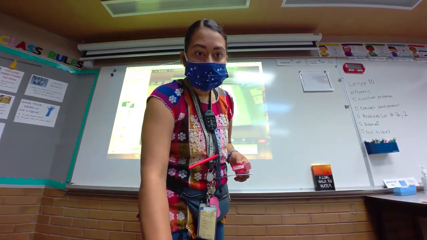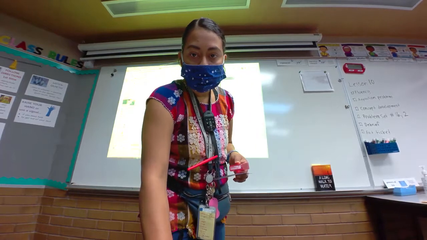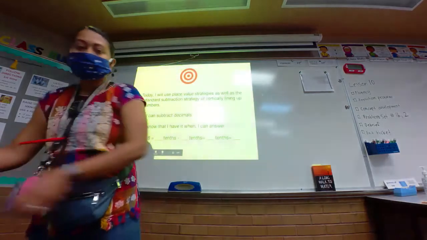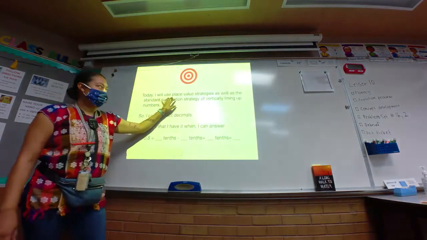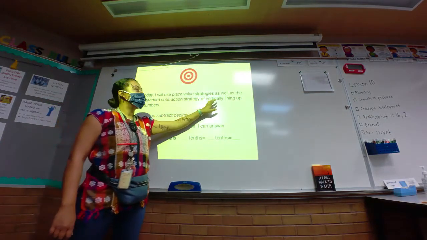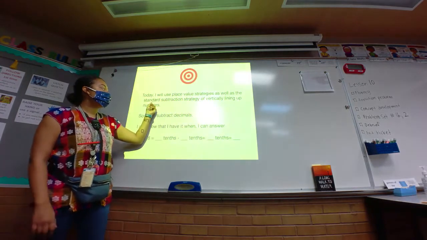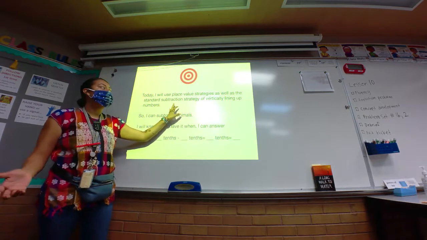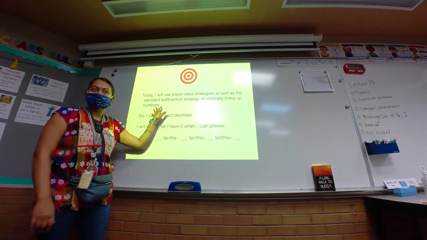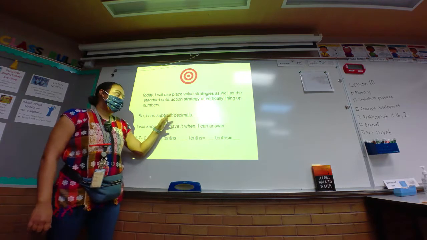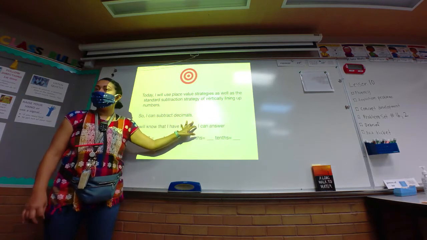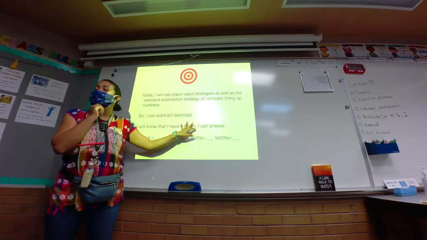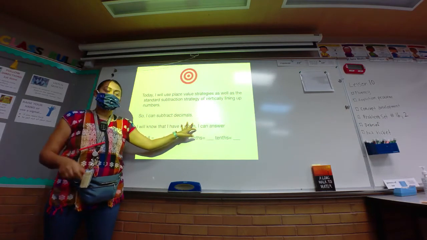All right, so we're doing lesson 10. So let's go over our learning target first. So today I will use place value strategies as well as the standard subtraction strategy, so like 5 minus 2, of vertically lining up the numbers so that I can subtract decimals. So if you remember on Friday, we were working on adding decimals. Today we are going to be subtracting decimals.